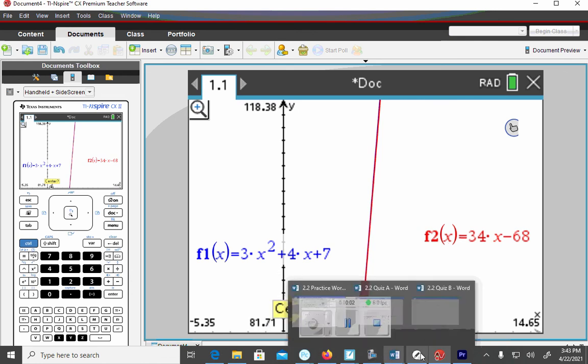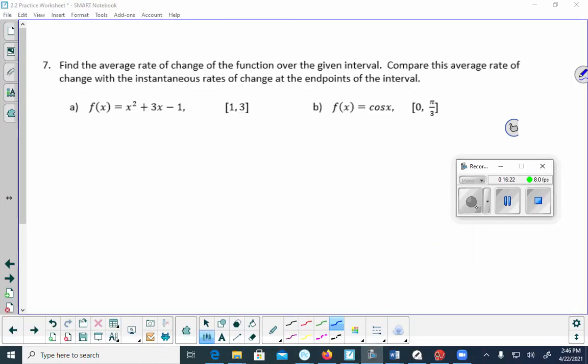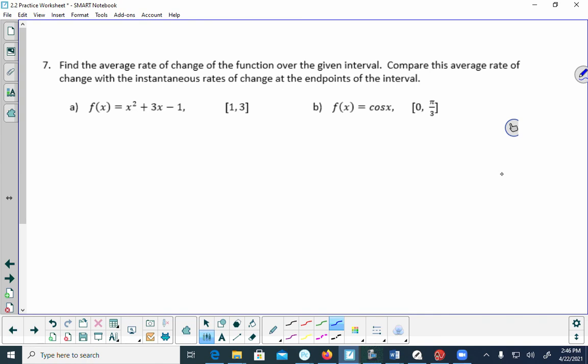All right, moving on to the next one. Number 7, it says find the average rate of change. So the average rate of change is taking me back to finding the slope of the secant line. So in order to find the slope of the secant line, I am going to find f of 1. And when I do that, I'm going to put 1 in here. So 1 squared plus 3 times 1 minus 1. And that ends up equaling 3.